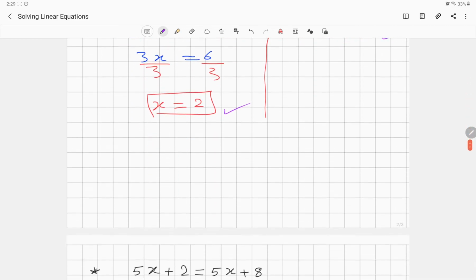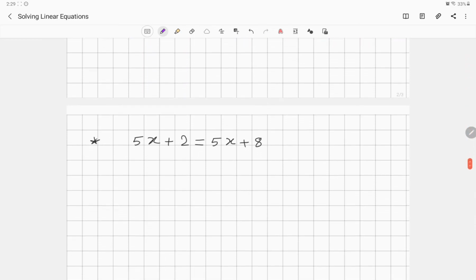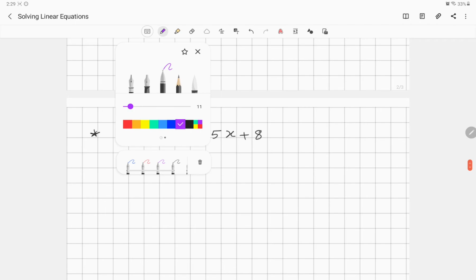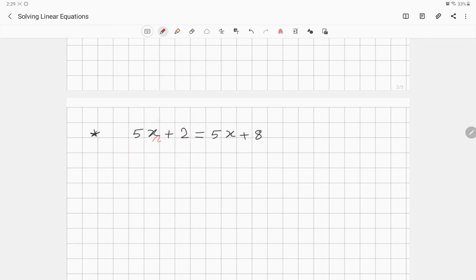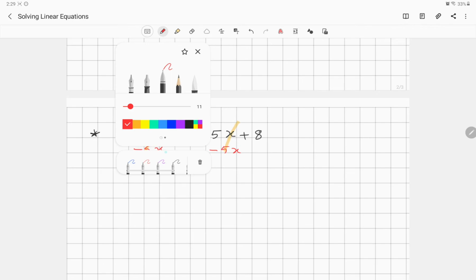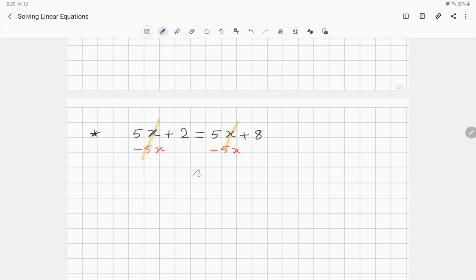Now, in some cases, you may have equations like this one. And this is a special one. If you look here, both x's are the same. So if you try to bring one to the other side, you will be left with nothing here, nothing there for x's. So it's only 2 equals 8. And of course, 2 will never be equal to 8.